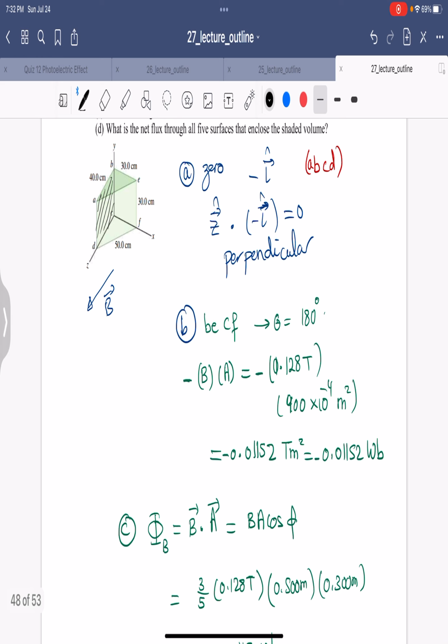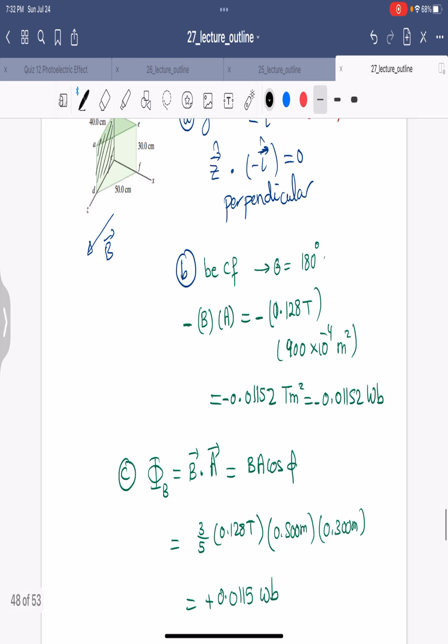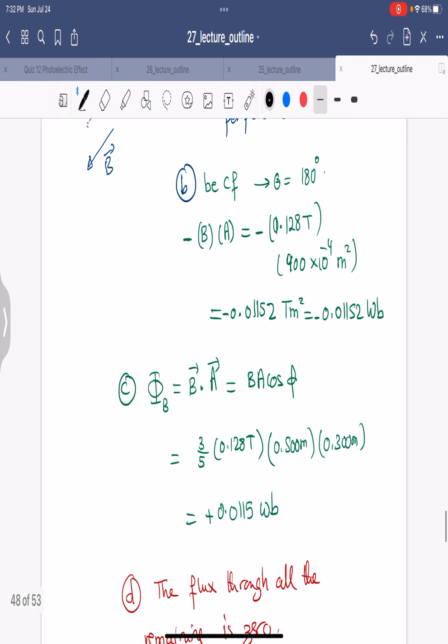For BECF, it's going to be on the other side, then theta is 180, and then negative BA equals negative 0.128 Tesla times the area, because the area is 30 times 30 centimeters. You need to convert into meters so that we're going to get square meters. Then this is negative 0.01152 Weber. Remember, this is the unit for magnetic flux.